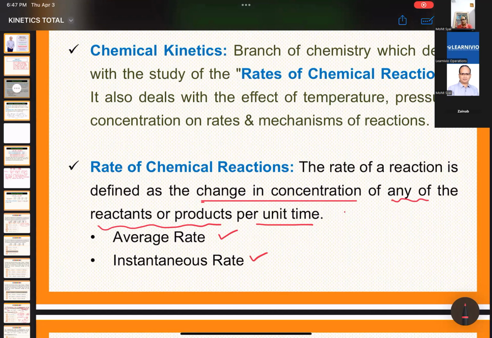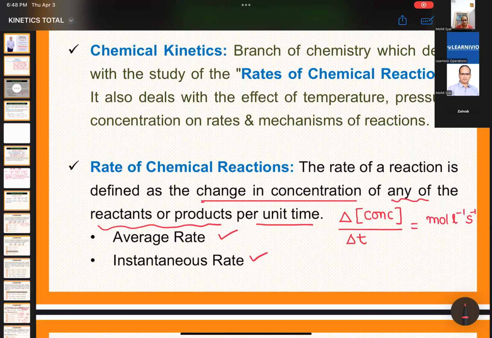Change is represented by delta, as you know. Concentration is represented by square brackets. I will write concentration in general, but if you are measuring the concentration of nitrogen, you will write [N2]. And the change is per unit time. What is the unit? Concentration unit is mole per liter, and the unit of time will be per second.